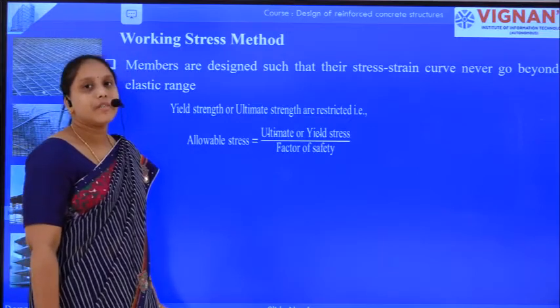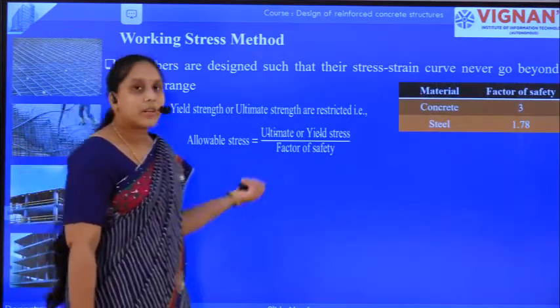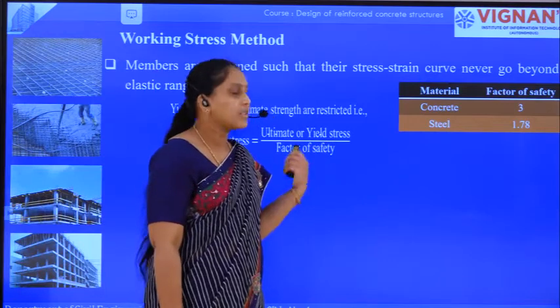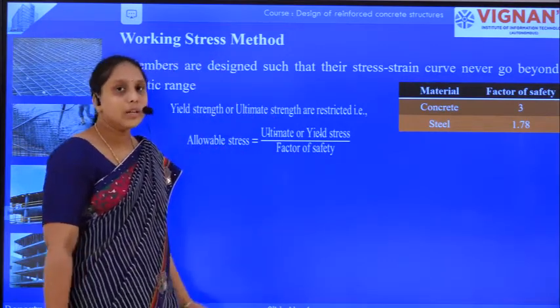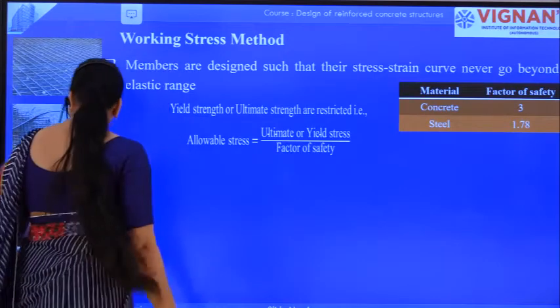The factor of safety values which are considered here are, for the material concrete, 3, and for the material steel, 1.78.